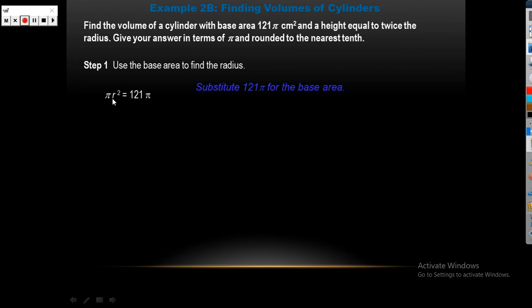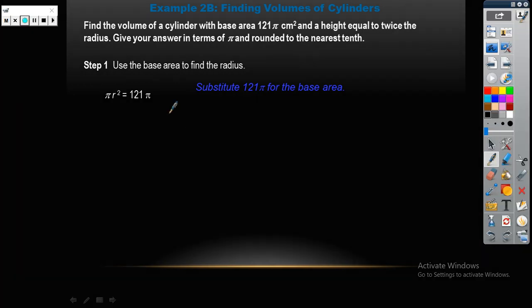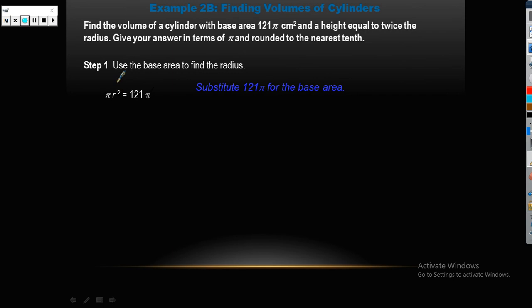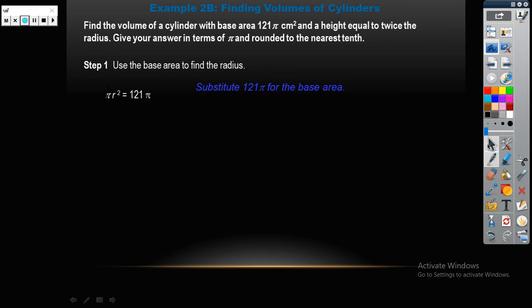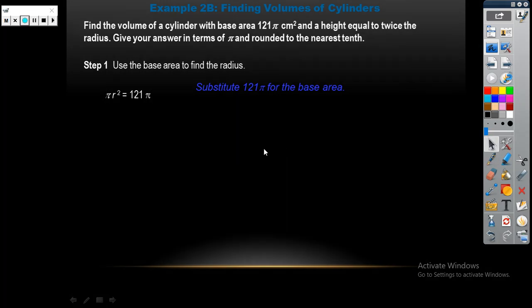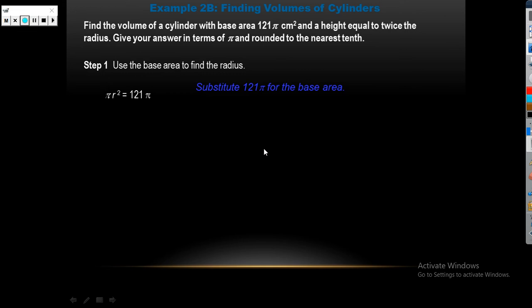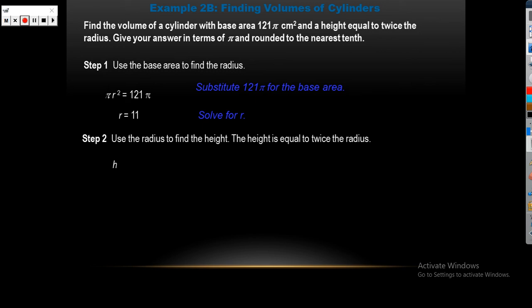So pi r squared equals 121 pi. If we just remove this pi and this pi, I have now r squared equals 121. So I need to find the square root of 121, which is 11. So r equals 11. Okay, he said before the height is equal to twice the radius. So the height is 2 times 11. So the height is 22 centimeters.